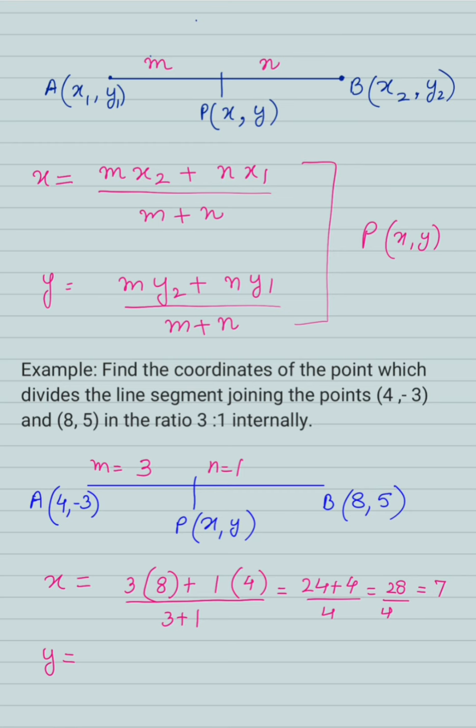Here again, value of m is 3, y2 is 5, n is 1, y1 is -3 upon m plus n. So we'll get 15 minus 3 upon 4, which is 12 upon 4 and which is equal to 3. So the coordinates of this point are 7, 3.